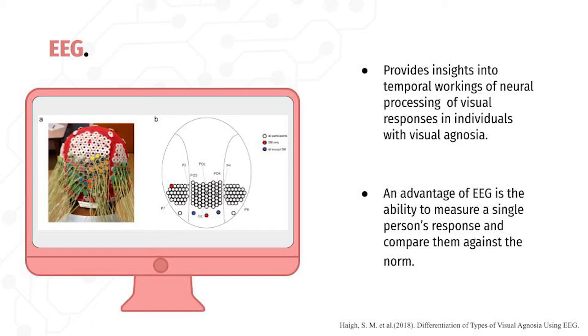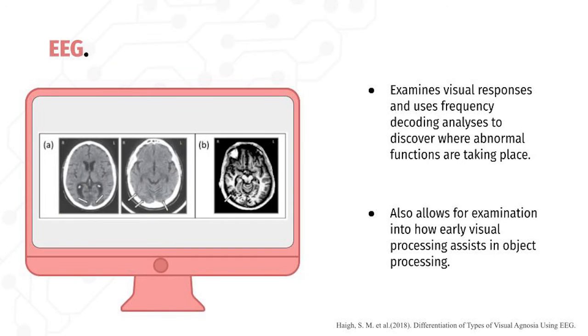Using electrophysiological approaches can allow examination into how early visual processing and damage to it assists in object processing, and can provide further insights into questions by assessing electrophysiological disturbances following brain damage. The use of EEG will examine visual responses of different visual agnosia and the use of decoding analysis to measure EEG responses to checkerboard stimuli.